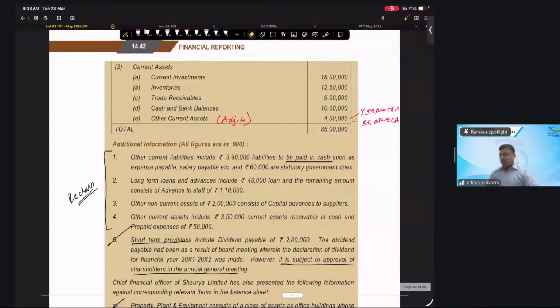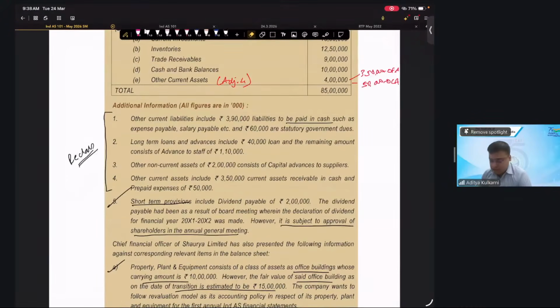Next. Additional information, all figures in thousands. Other current liabilities include 3,90,000 to be paid in cash, such as expense payable, salary payable. 60,000 are statutory government dues. Long-term loans and advances include 40,000 loan, and the remaining amount consists of advance to staff. Other non-current assets of 2 lakhs consist of capital advances to suppliers. Other current assets include 3,50,000 current assets receivable in cash and prepaid expenses of 50,000. Short-term provisions include dividend payable 2 lakhs.